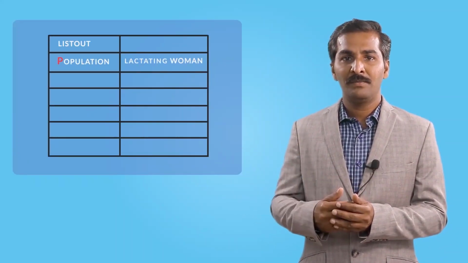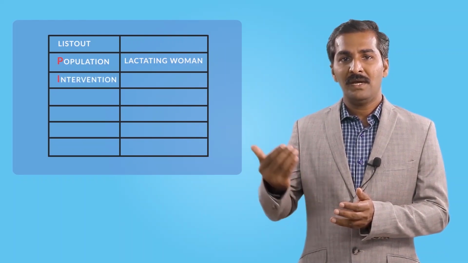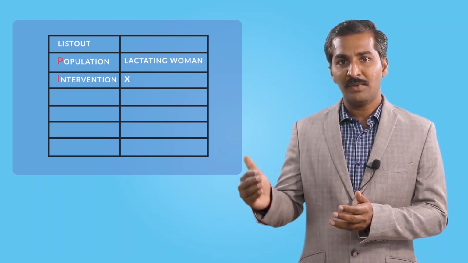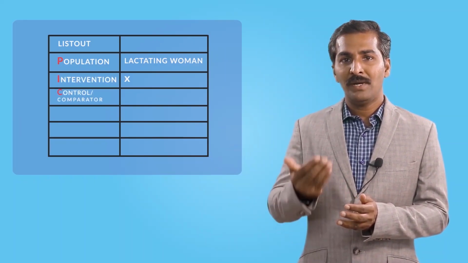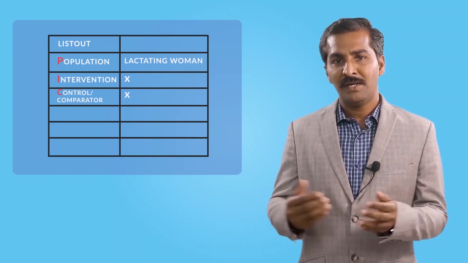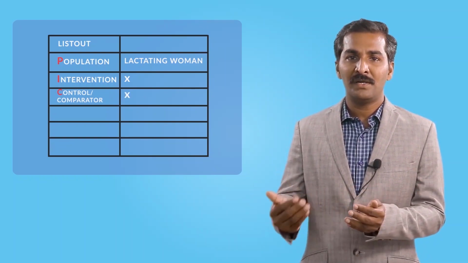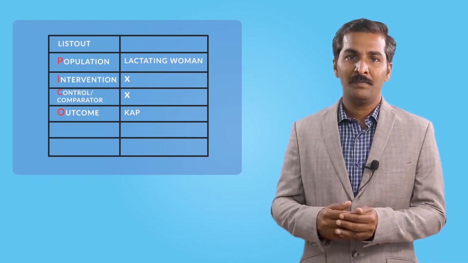I wish to assess the knowledge, attitude and practices of lactating mothers about the breastfeeding. Let us see what is the PCOST of this study. Population is lactating women. Intervention, I am not doing any intervention, so it is not applicable. Comparator group, I am taking only one group, so there is no comparator group. The outcome is knowledge, attitude and practices, KAP.